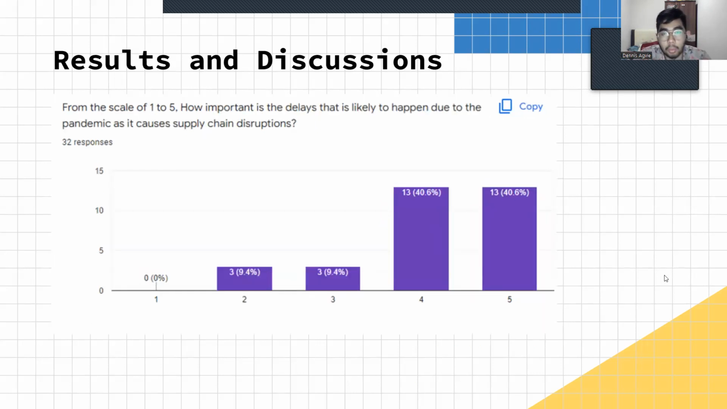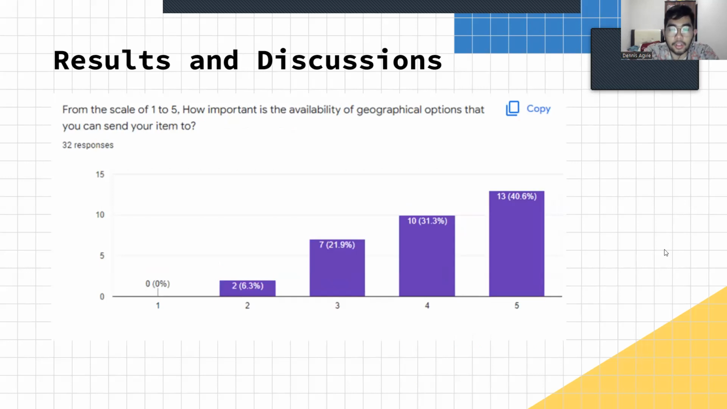And now we could see also that most of the people actually strongly agree, which is 40.6%, that delays are likely to happen due to the pandemic as it causes supply chain disruptions. And we could also see that 9.4% disagreed that this factor is not that important. And for the factor of availability of geographical options, most of the people agreed that this is a very important factor, which is 40.6%. And we could see that some disagreed that this factor is important, but only 6.3% decided to say that this is not important.